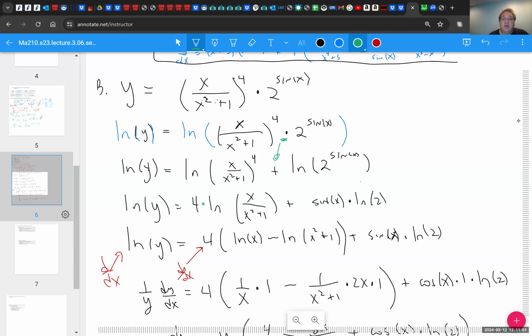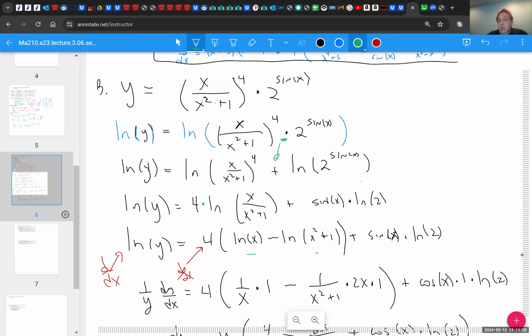Focusing on the first logarithm for a moment, this is log of a fraction, two things being divided, so I can write them as two separate logs being subtracted. So I get log of the top minus log of the bottom. And those are all multiplied by 4. And then I still have my sine x times ln 2 at the end. Now that I've simplified it using my log formulas, I'm going to differentiate both sides, differentiate the left, differentiate the right with respect to x.